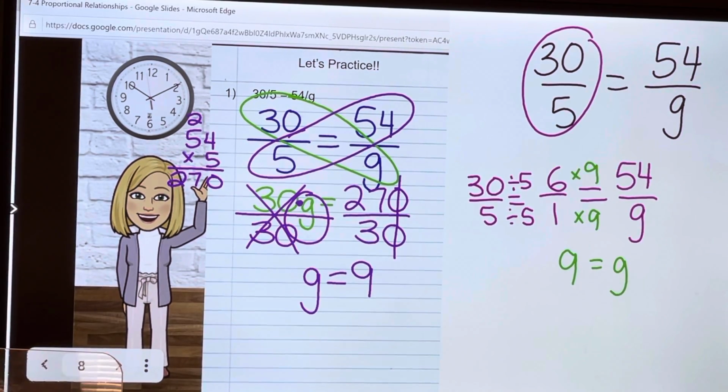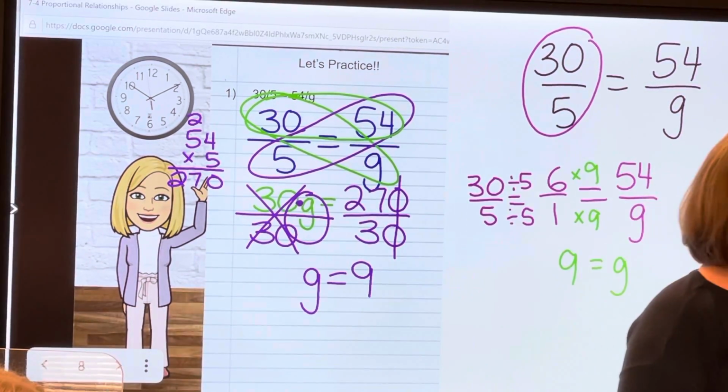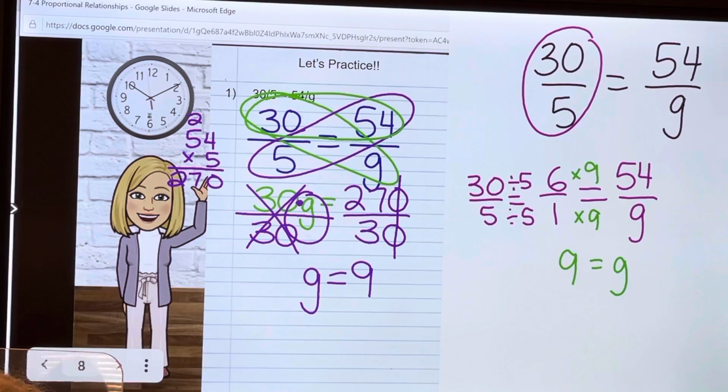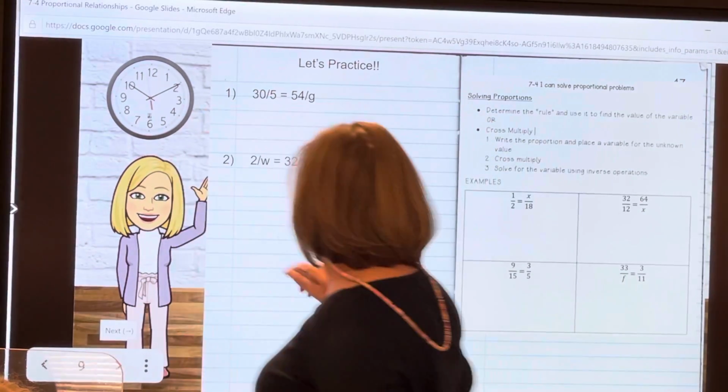Do you see how you can do that two different ways? You can use the rule, even though you could not see a relationship between 30 and 54 right there, could you? No. Okay? You had to make it basic. It does not matter to me which way you do it. Let's do another one.